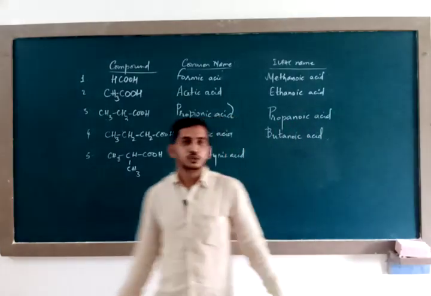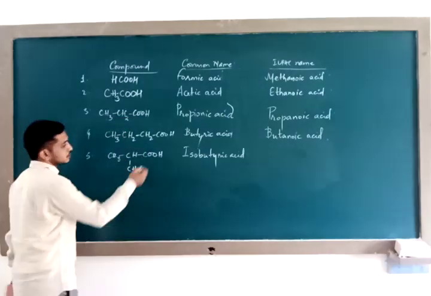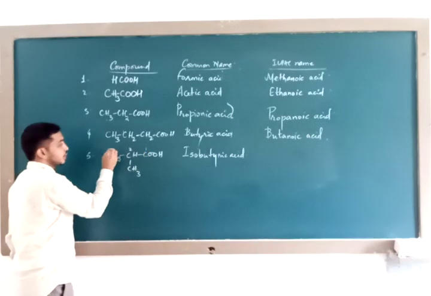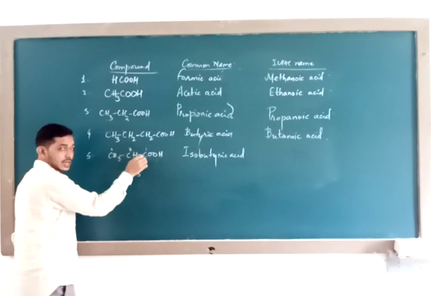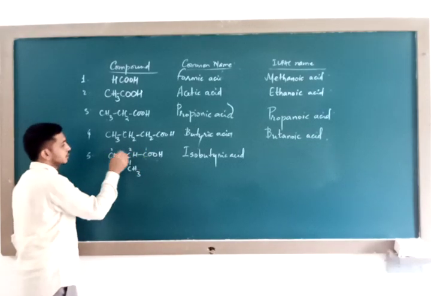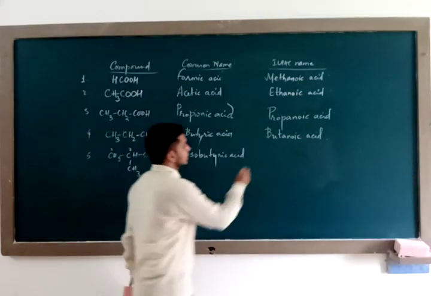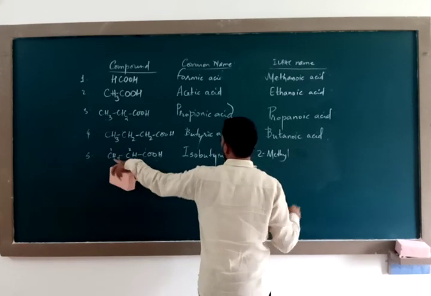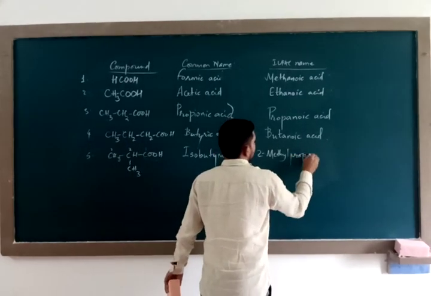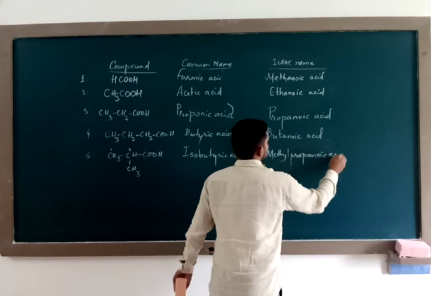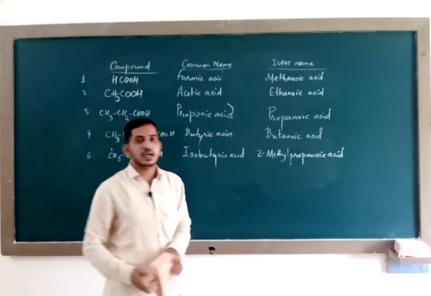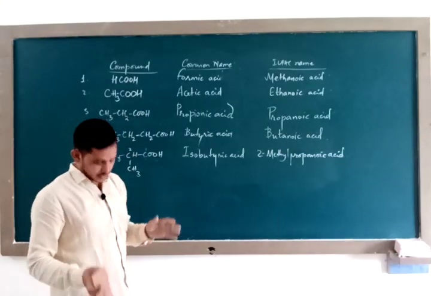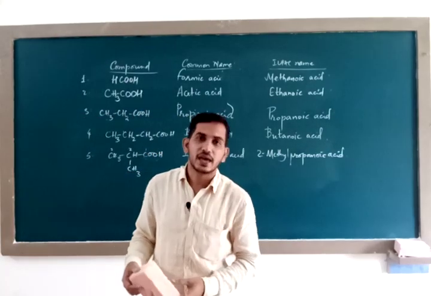Then how do you name this in the IUPAC system? In the IUPAC system, begin numbering from the carboxyl carbon. It is to be numbered as 1 because this functional group contains a carbon in it. Then 2-methyl propanoic acid. Now all these are examples of aliphatic monocarboxylic acids.